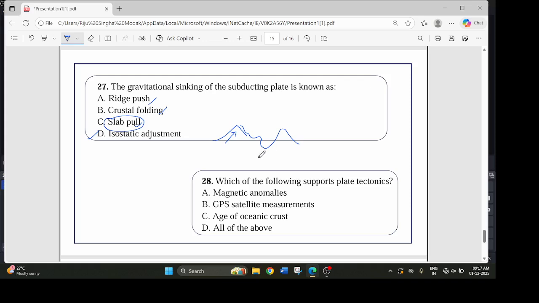Okay, and question number 28 is which of the following support plate tectonics? Magnetic anomaly, GPS satellite measurement, age of oceanic crust, all of the above. So here the correct answer is all of the above. Magnetic anomaly, GPS satellite measurement, and age of oceanic crust all support plate tectonics.